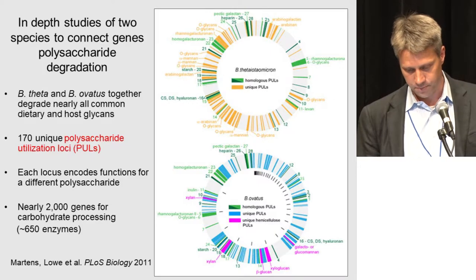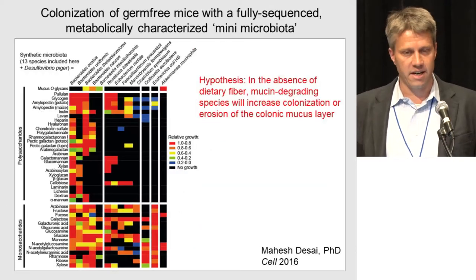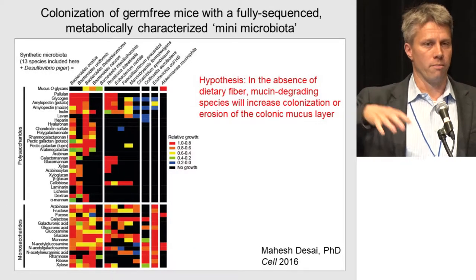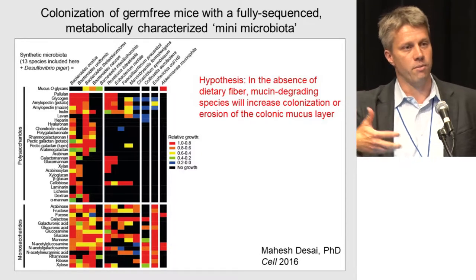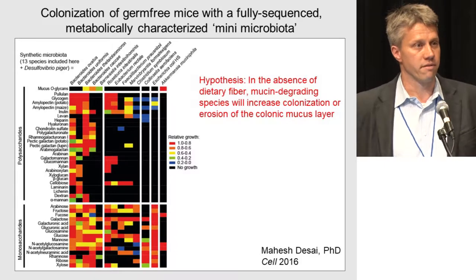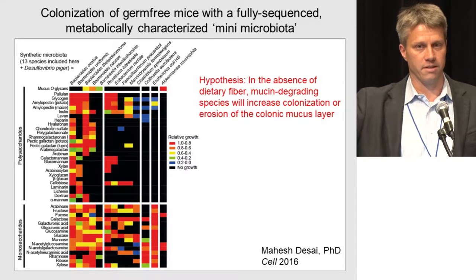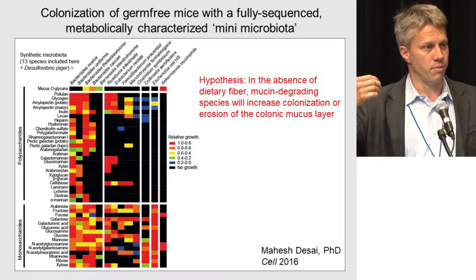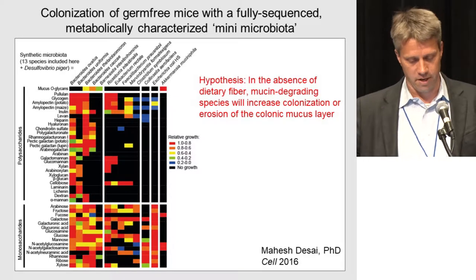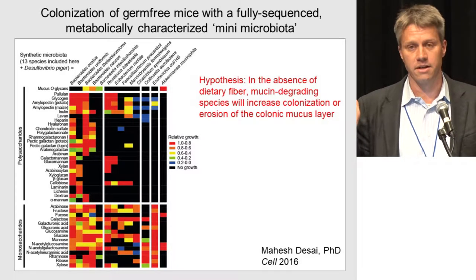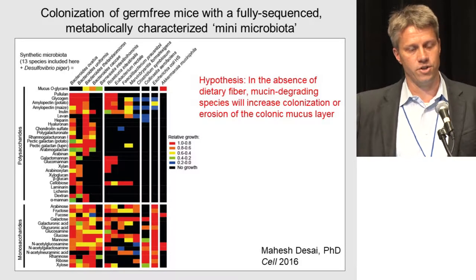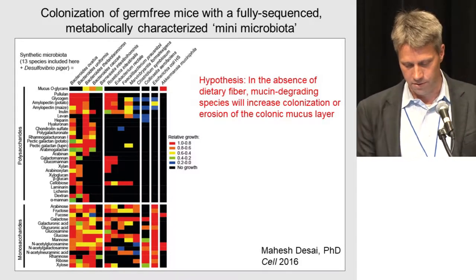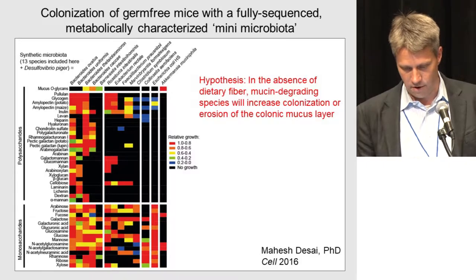And that's a trait that B. ovatus lacks. So what I want to focus on is some more emergent animal work that we've been doing to try and take this reductionist perspective and now build back up to an understanding of how we go from single organisms into communities in animals, and I'm going to only tell you about animal studies, to understand the influence between diet and microbial physiology in the gut and impacts on health. And this was a study that we published in fall of 2016 from a postdoc in the lab, Mahesh Desai.